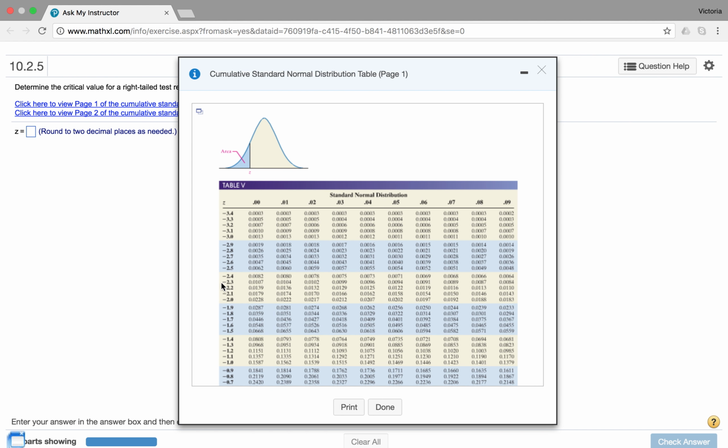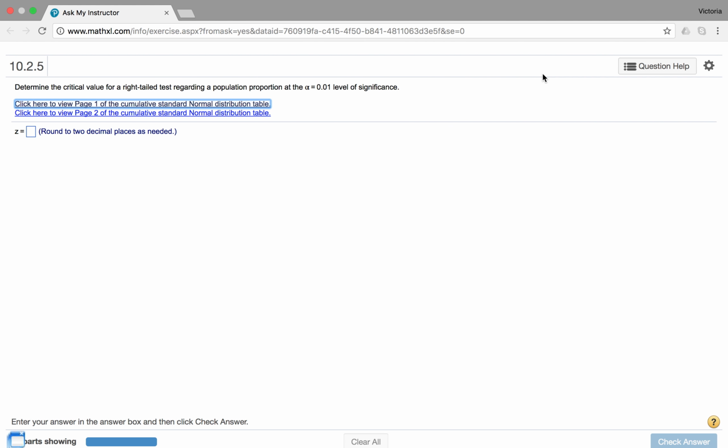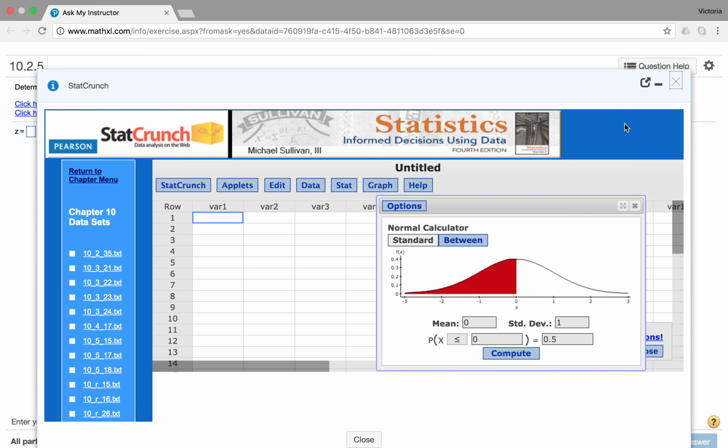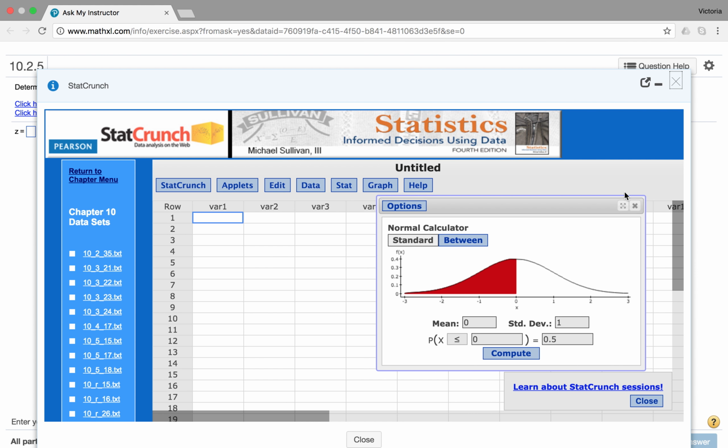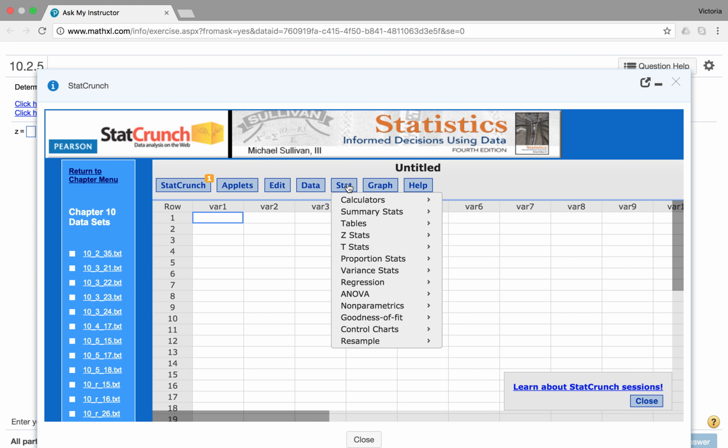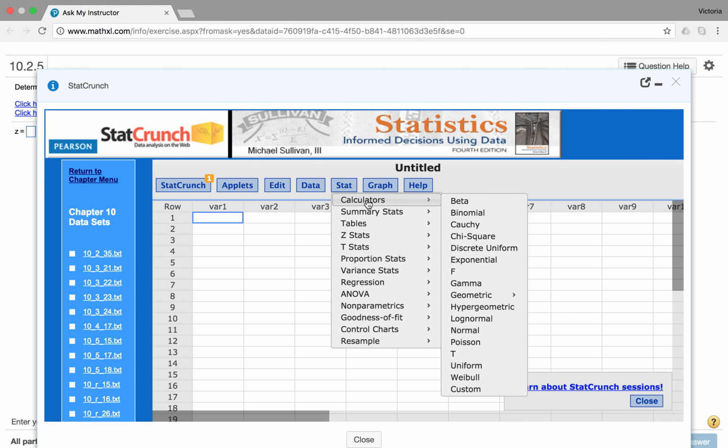Now, again, you can use a table, but more than likely, I know in my everyday work that I go ahead and use either StatCrunch or my graphing calculator or Excel or some other type of technology like MATLAB. So to go into StatCrunch, you're just going to click your question help and click StatCrunch. I've actually already brought my normal table up from before, so let me show you how to do this. You'll press Stat, Calculators, and go to Normal.